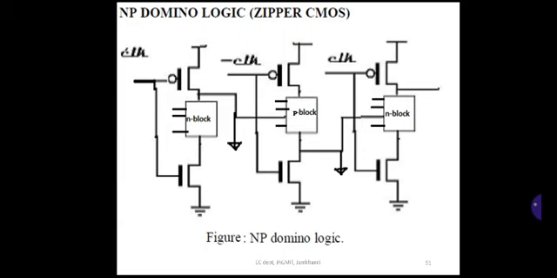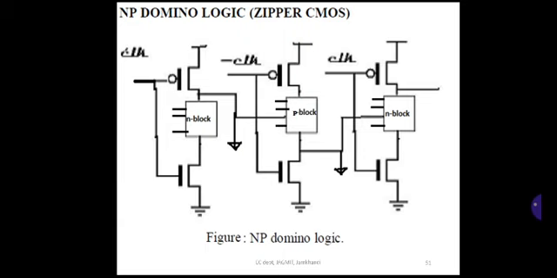As you can see from the figure, the first stage is precharged high. The first stage has the same N logic block, and you have a P transistor above and an N transistor below. A clock pulse is connected. When clock is equal to 0, the P transistor is on and the first stage is precharged high. The second stage is precharged low.